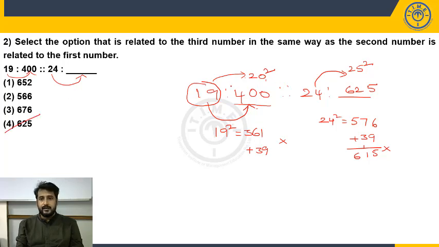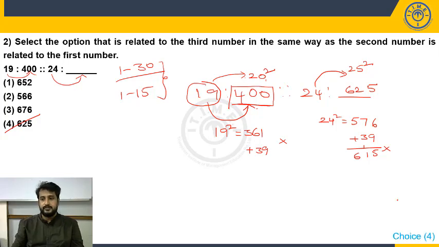So that's why I'm saying that recognition of the numbers is very, very important. So try to recognize the squares of numbers from 1 to 30, the cubes from 1 to 15, not exactly the squares and cubes, also the numbers which are closest to squares and closest to cubes. So the required answer is choice 4, square logic: n is to n plus 1 whole square.